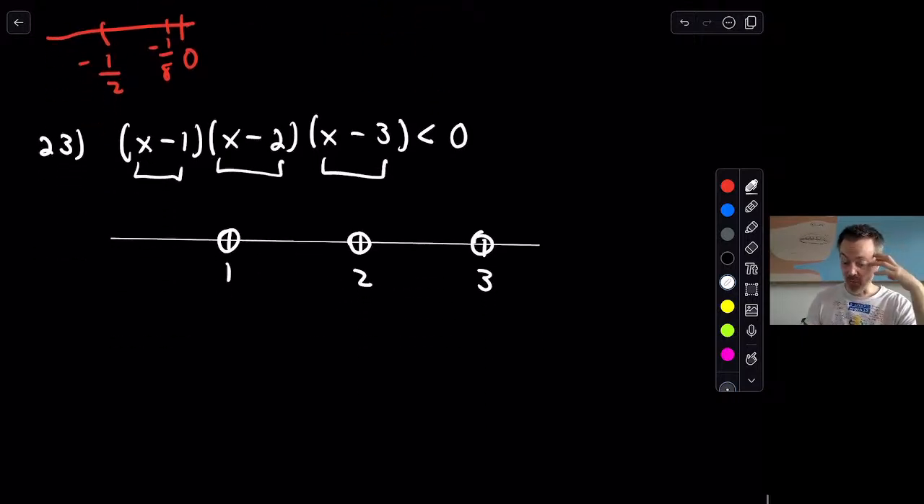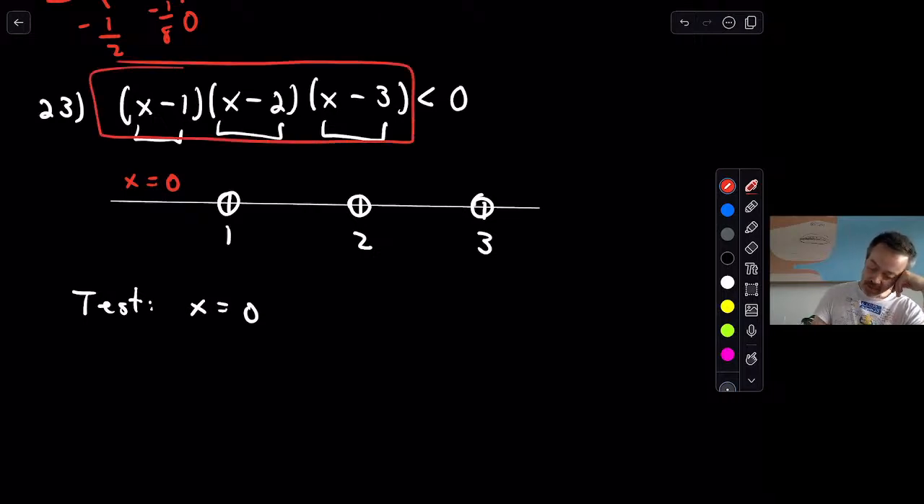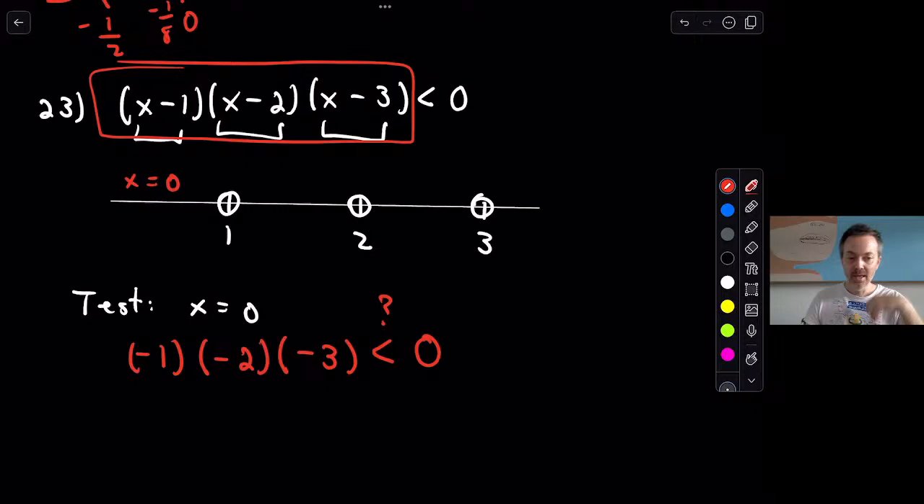And again, now you've just got 4 intervals to test. So maybe I'll test the first interval. I could take a point, x equals 0 falls in there. So if I test x equals 0, I'm just going to plug it in. Notice if I plug in 0, I'll have negative 1. 0 minus 2 is negative 2. 0 minus 3 is negative 3. Is that less than 0? I don't even really care about the values. I know it's going to be negative. A negative times a negative times a negative is a negative.